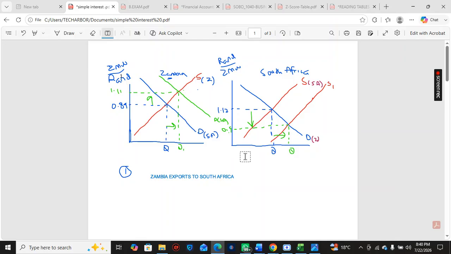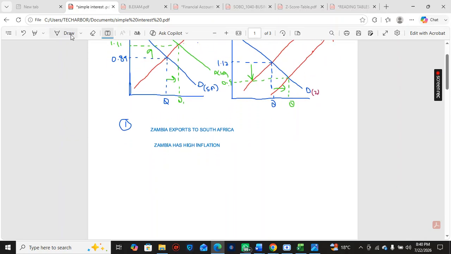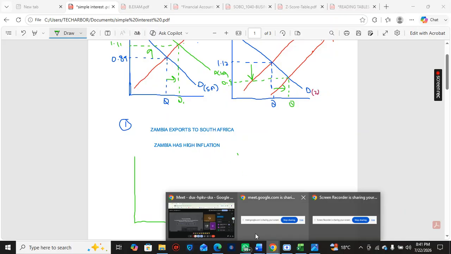So scenario two, there is high inflation in Zambia. Zambia has high inflation. Okay. So Mr. Twambo, this is where we're going to see the supply for South Africa now drop. Because if the price of goods and services rise in Zambia, it means even these people who are buying from Zambia, they'll feel that effect.